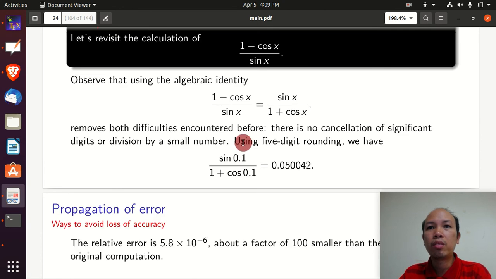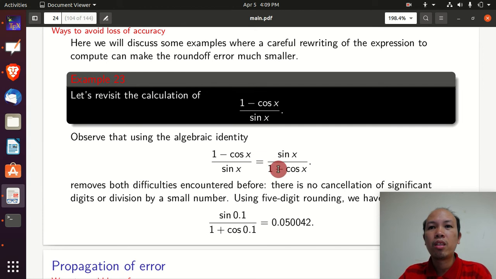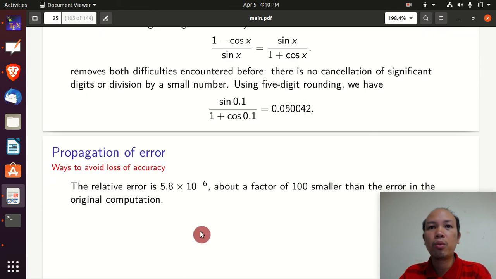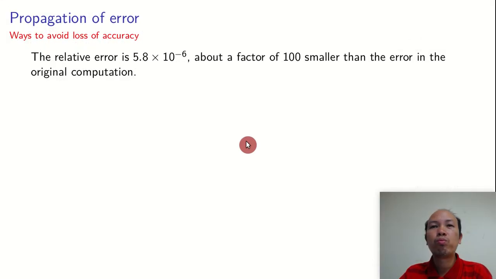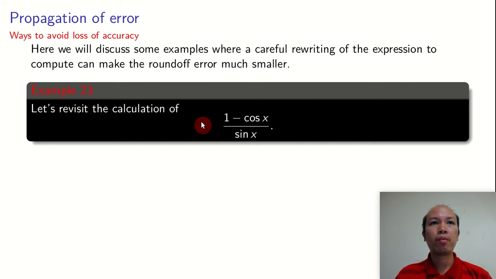based on our discussion on ways to avoid loss of accuracy, the result becomes more accurate by about a factor of 100. In the original we have 10 to the negative 4. In using this identity, we have 10 to the negative 6. So that's how you are going to avoid loss of accuracy. Okay, so we are now in this topic.